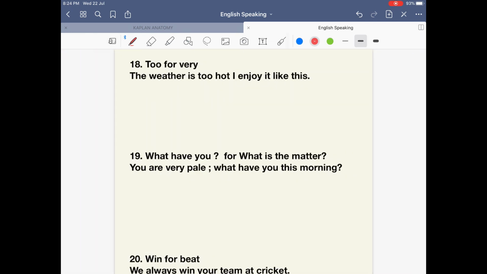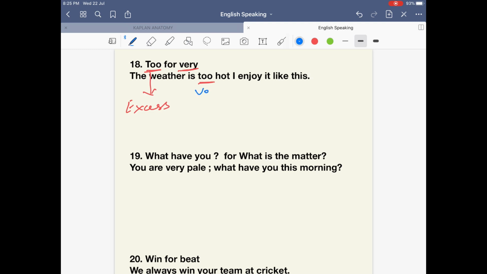So, next, we have reached the 18th sentence. Two words are there: "too" and "very." These two are adverbs showing degree. Actually, the word "too" has the meaning of excess, much or more of something, and the word "very" is just used to tell you something to a great extent or for further degrees. Here the sentence is, "The weather is too hot. I enjoy it like this." The weather is too hot, I enjoy it like this, but it is wrong.